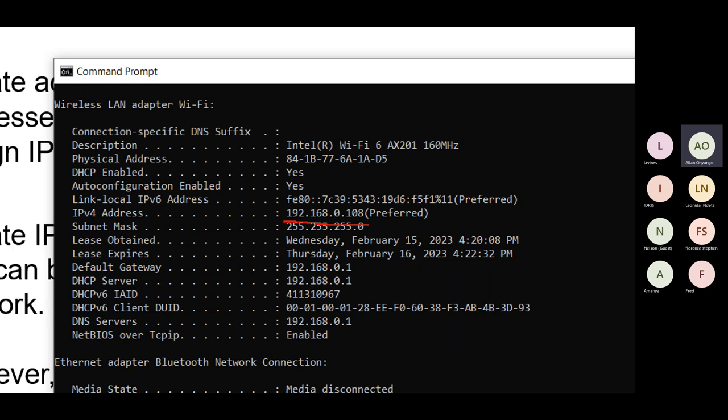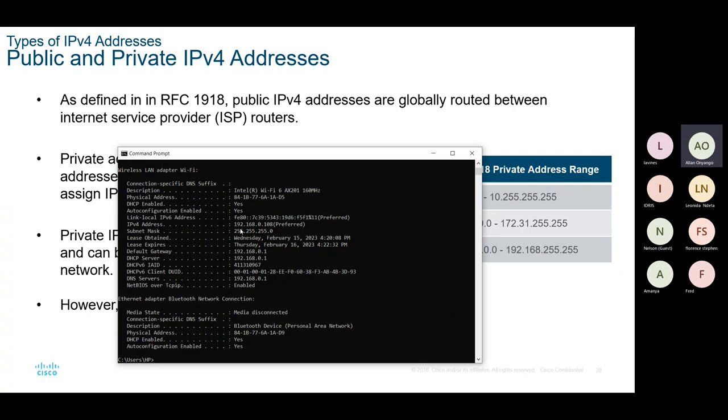192.168.0.108. And look at my default gateway, subnet mask, and DNS server here. I'm using private addresses, but now someone can challenge me: how come I'm using a private address, yet I'm able to access the internet? That is a very pertinent question. My laptop is using a private IP address, and yet I'm able to access the internet.